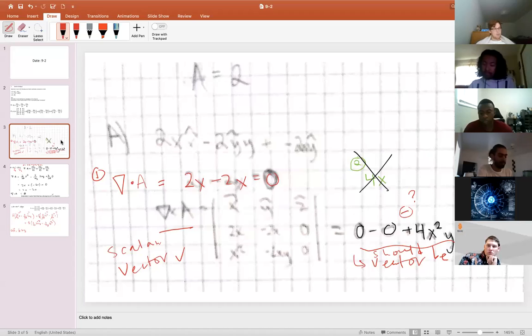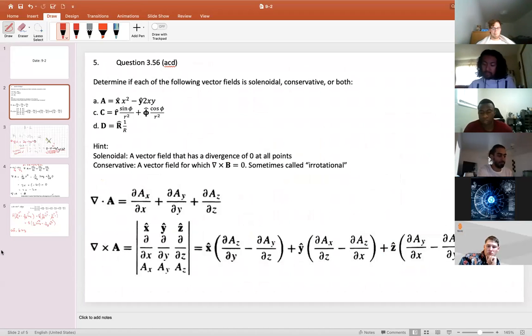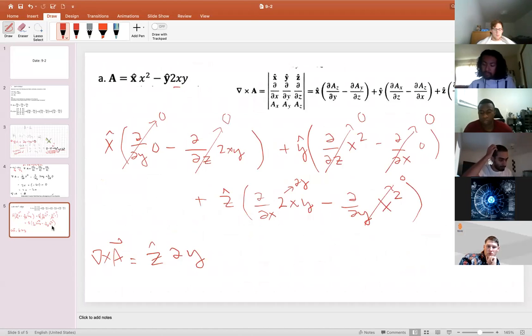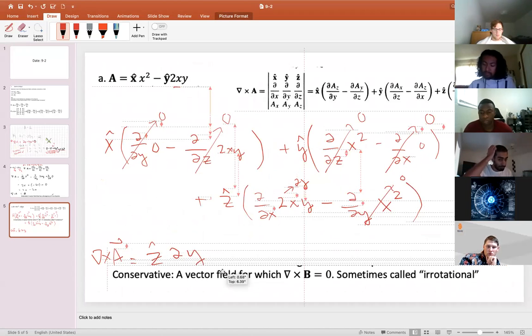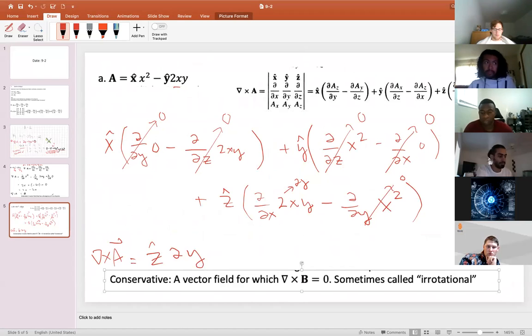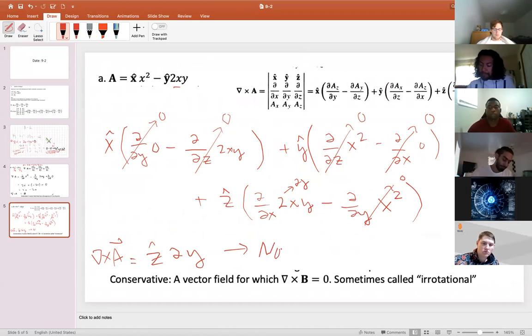All right. Now going back to our work, we were asked about this. So should we call this vector field irrotational? No. Or it's non-conservative.